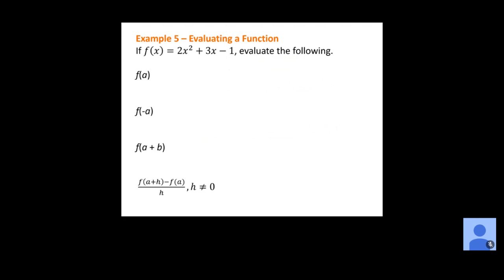All right, example 5. So now we've got 2x squared plus 3x minus 1. We want to find each of the following here. Sorry, this one right here should have been an a plus h instead of an a plus b. All right, so let's take a look at this first one here. We want to find f of a. So what do you think we're going to do to find f of a?